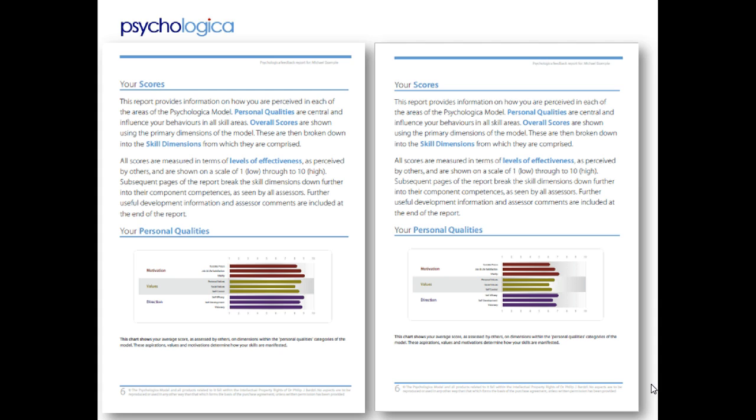So pause for a moment and think, where or when would you use raw scores in your feedback, and where or when would you use the STEM score versions? Bearing in mind you can download either or both from the Psychologica project management platform.